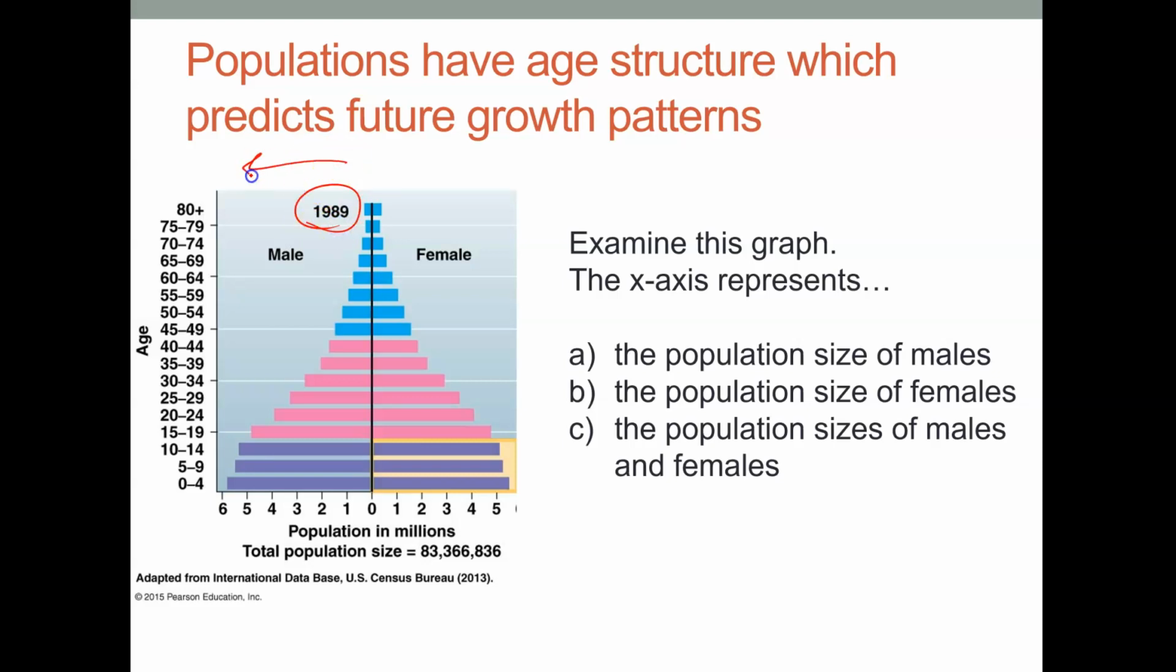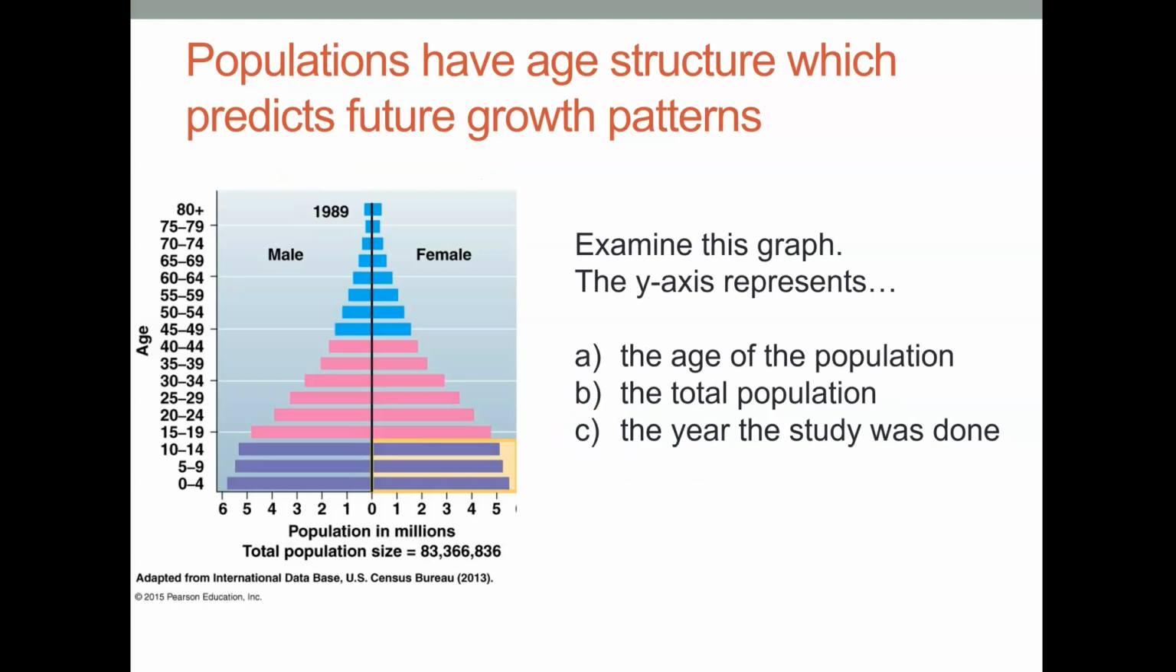Notice that the left side of this graph is male, and the right side of this graph is female. The x-axis represents the number of people in the millions, so 5 million, 6 million on that side. So the x-axis is the population of males, females, or both. It turns out it's both, because the right side is female and the left side is male. Now, what does the y-axis show us? Well, the y-axis shows us the age of the population.